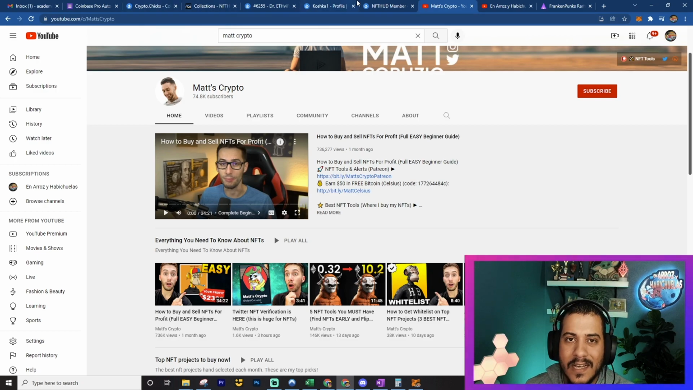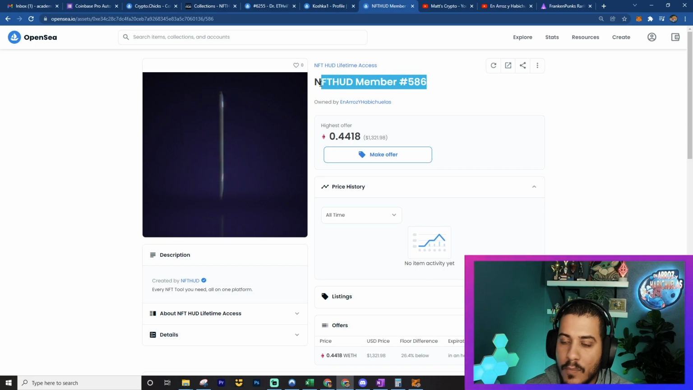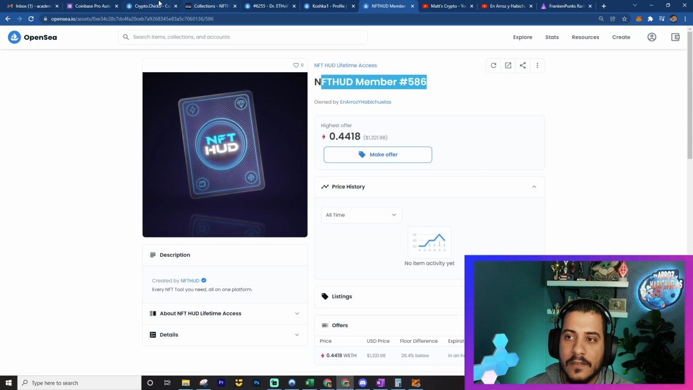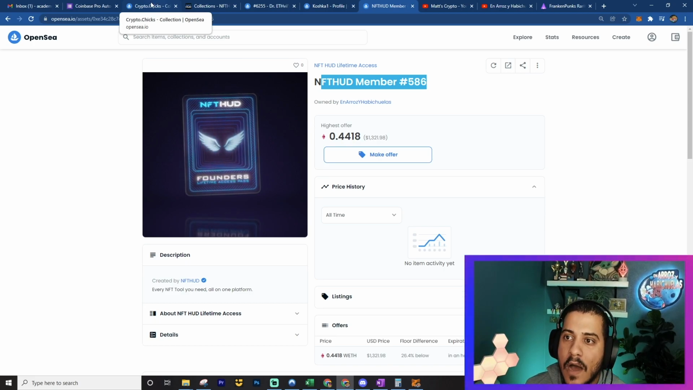So I got part of the whitelist. I joined the Discord, and then I was able to get a whitelist for participating, for filling out forms, etc. And I was blessed to be able to mint this NFT, this one, for 0.3 ethereum, right? Not cheap by any means, but totally worth it, and I'm going to show you why.